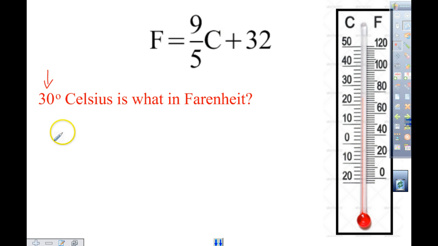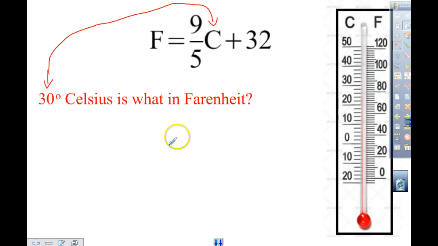For instance, we want to know what is 30 degrees Celsius in our measurements. The rest of the world uses Celsius pretty much, except for North America and one or two other small countries. If you ever travel, you're going to have to figure it out. Is 30 degrees a hot day? Is that a cold day? How do you dress? 30 degrees for our temperature, that's like cold.